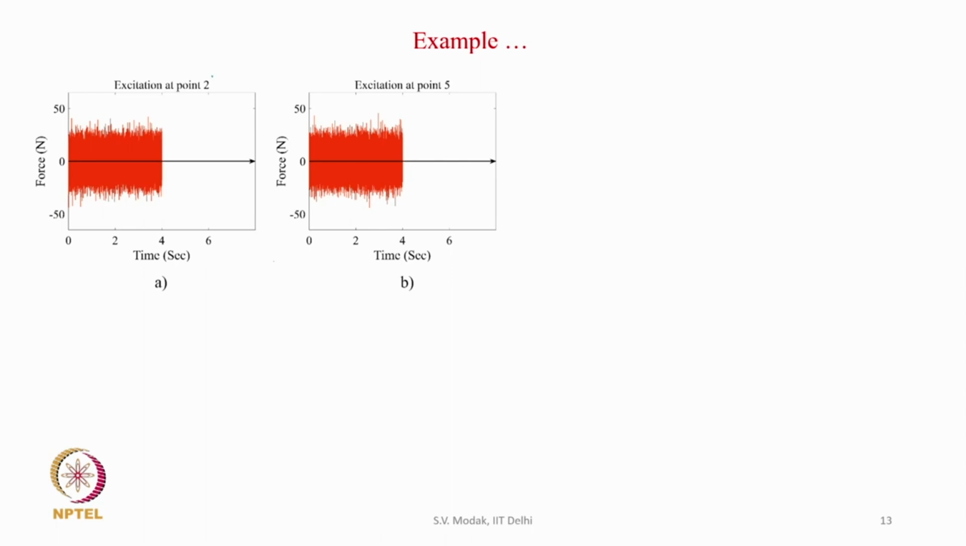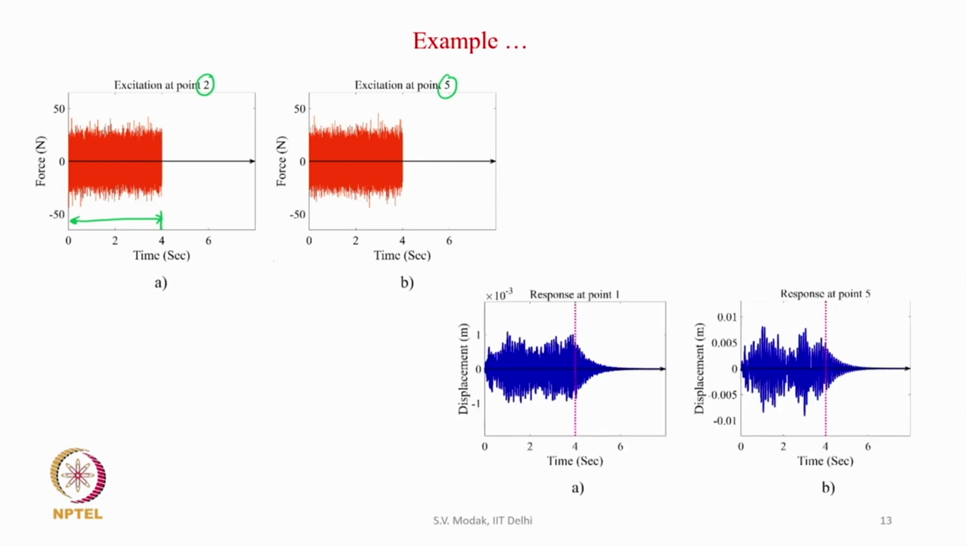So, you can see this is the excitation at point 2, this is the excitation at point 5, and what we note is that from 0 to 4 seconds the excitation is applied and it is a random excitation. And then after 4 seconds the excitation is stopped. So, there is no excitation applied after 4 seconds. So, what kind of response does such an excitation result in?